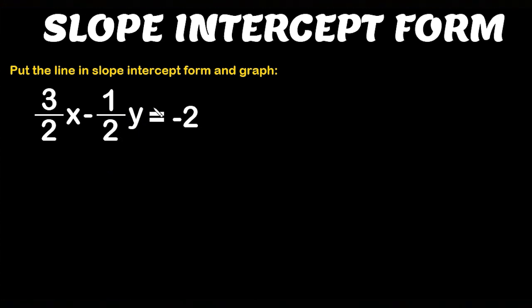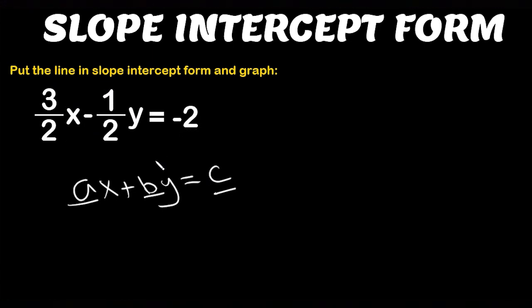Right now, this is in standard form. What is standard form? Standard form is when your variables are all on one side, and it can be represented by ax plus by equal to c, where a and b are going to be coefficients in front of your variables, and c is your constant, which you can see here. 3 over 2 is my coefficient in front of the x, -1/2 is my coefficient in front of y, and -2 is my constant. This is standard form.